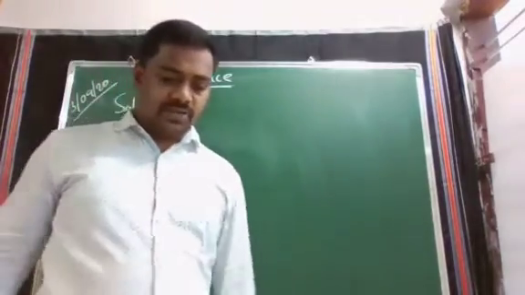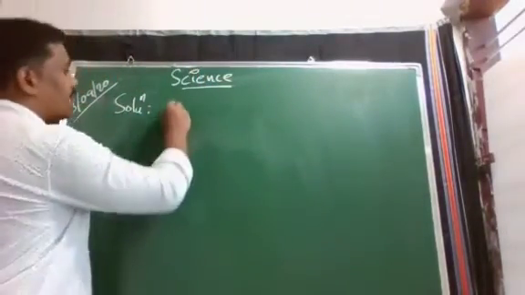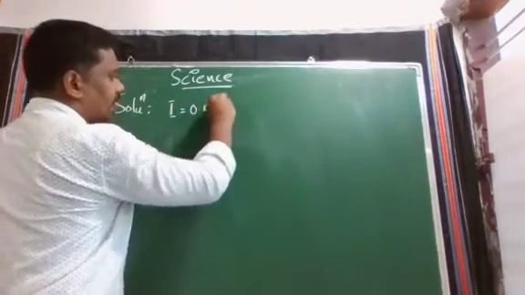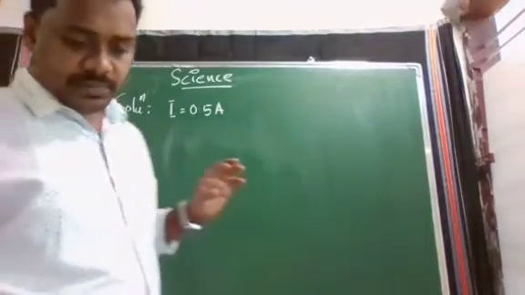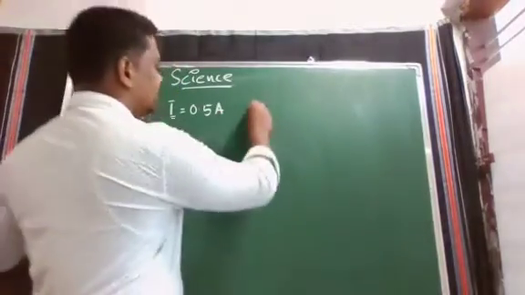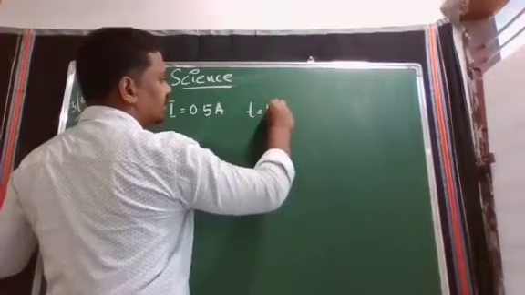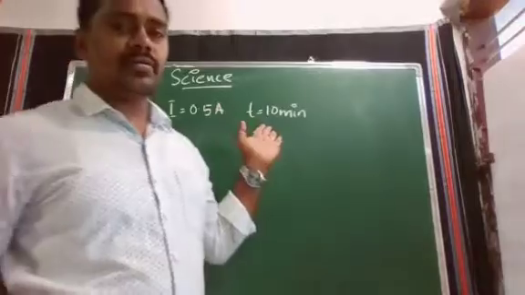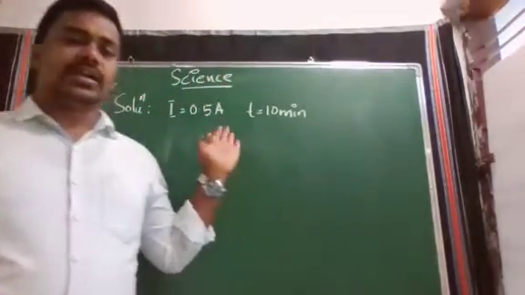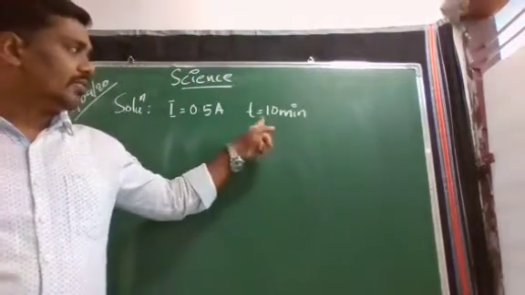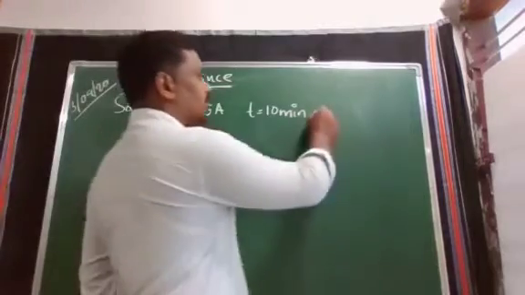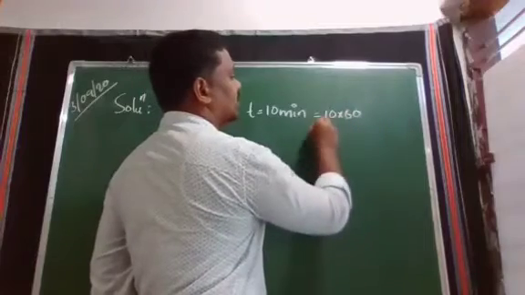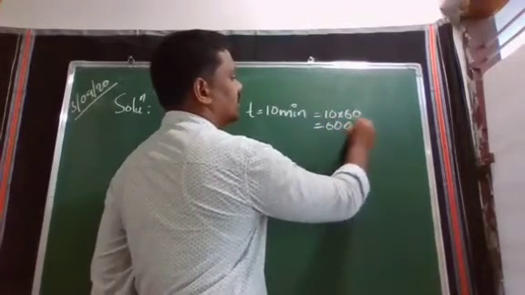Given: current I is equal to 0.5 ampere and time is equal to 10 minutes. We have to convert it into seconds. So it is 10 into 60, that is 600 seconds.